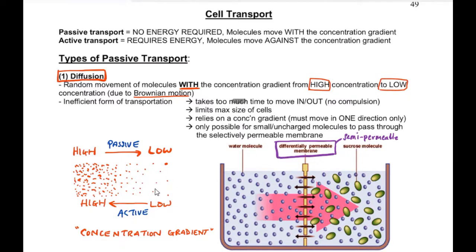If, however, I want to go the other direction, I want to go from where there's few particles to where there are a lot of particles, so going from a low concentration to a high concentration, I'm going to have to force that to happen, and that's going to require energy to do that. So we would say that active transport requires energy because the molecules are moving against the concentration gradient.